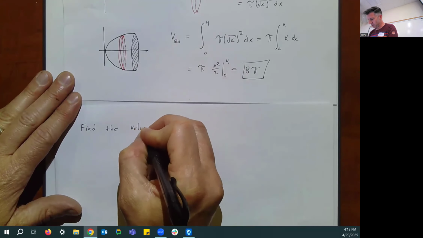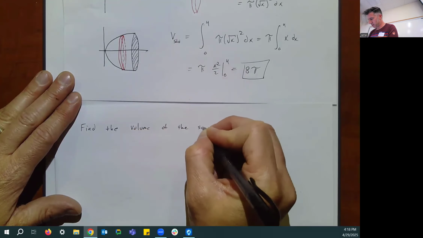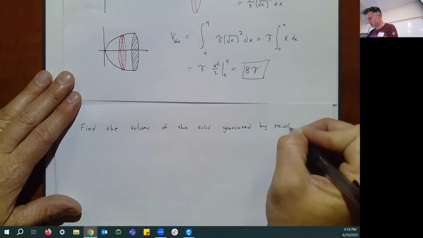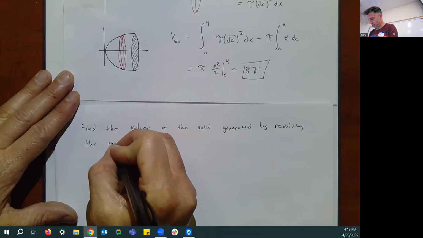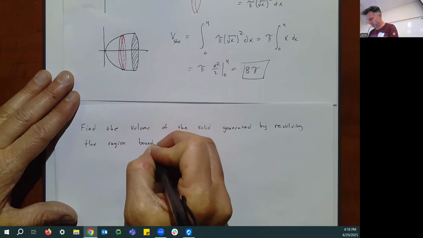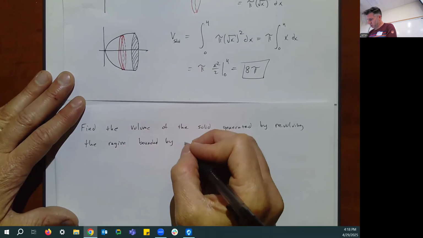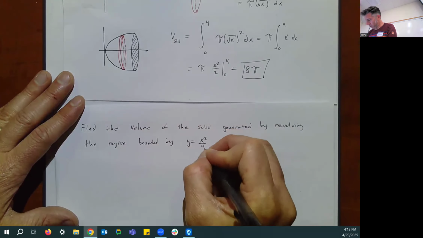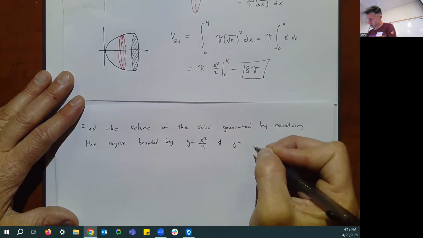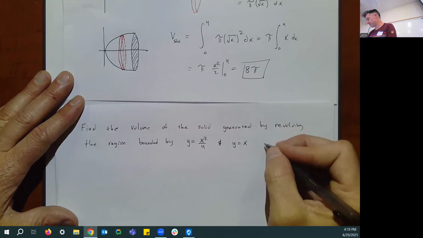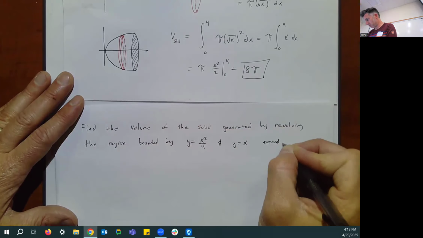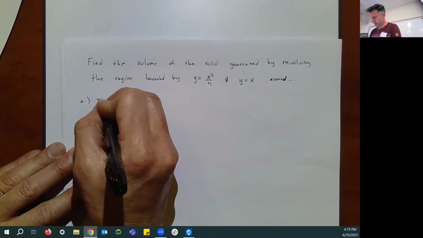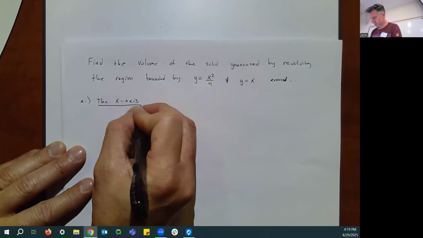Find the volume of the solid generated by revolving the region bounded by, sure, y equal to x squared over 4 and y equal to, sure, x, around, drum roll please, we'll start with the x-axis.